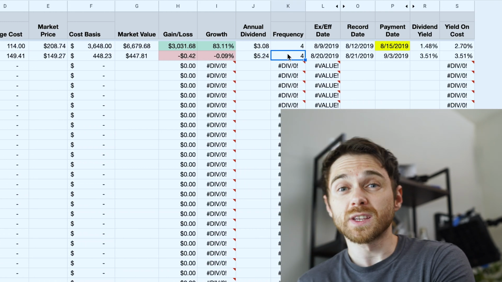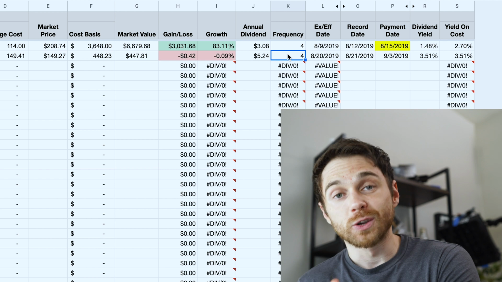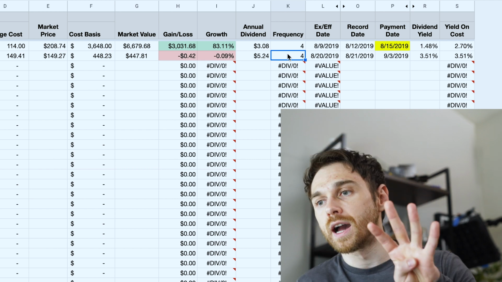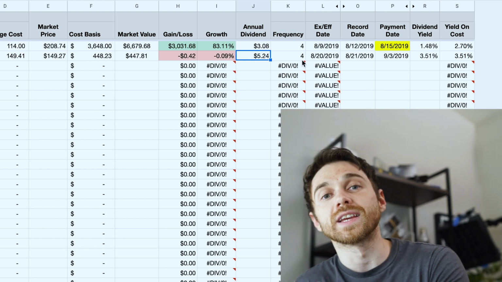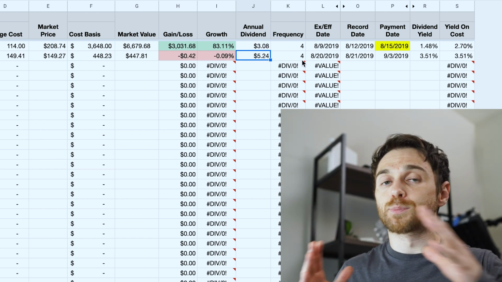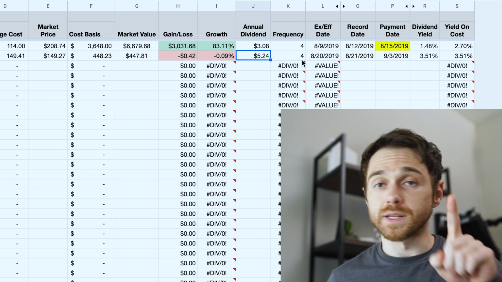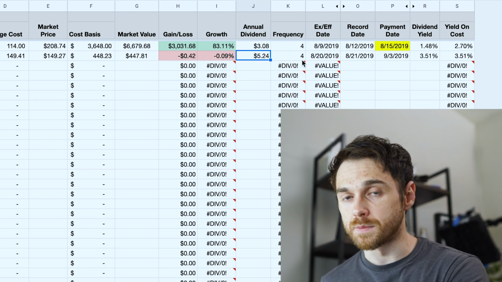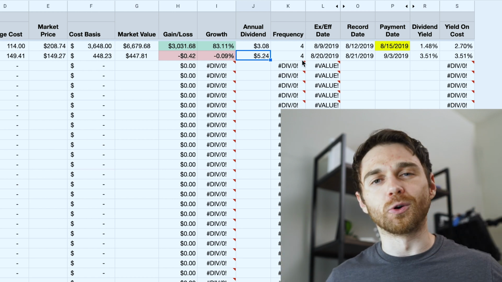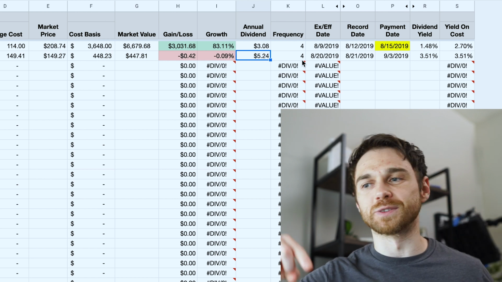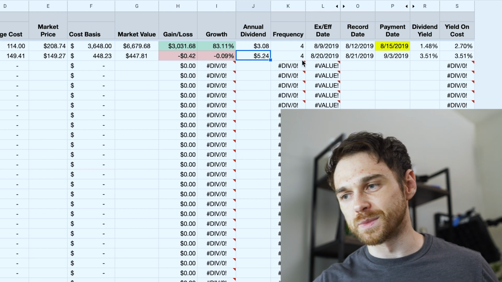It shows me frequency, which is again 4, which is quarterly. It's gonna pay you 4 times throughout the year, and it's gonna pay me exactly $5.24 spread out 4 times. Remember, it's not gonna pay you $5 4 times, it's gonna pay you $5 divided by 4 basically. So you take that number and you divide it by whatever the next column says.